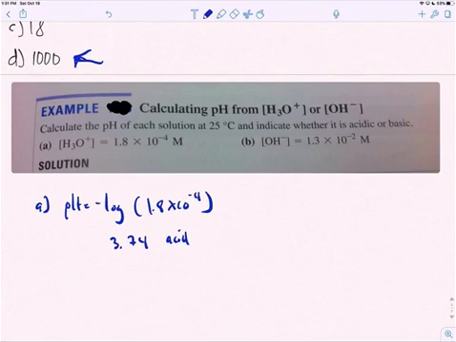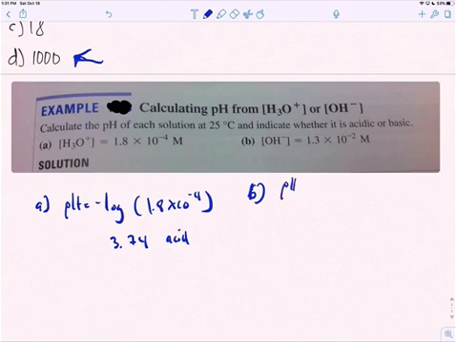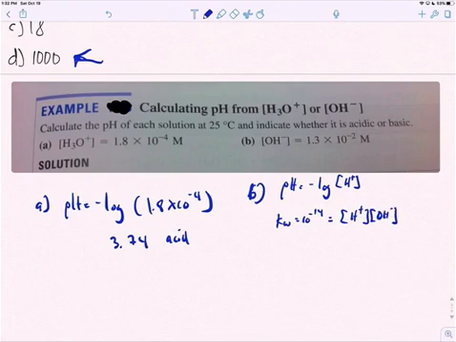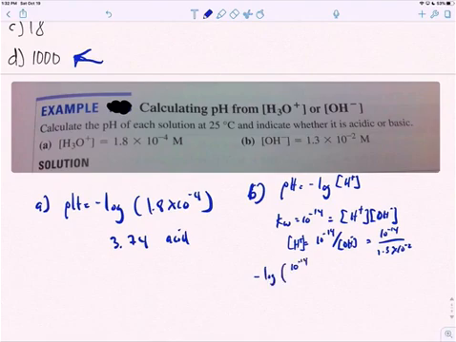And then the next one, for B, there are 2 ways to solve it. I'll show you both. So the pH is minus log of the hydrogen ion concentration, but Kw, which is 10 to the minus 14, is equal to the hydrogen ion times the hydroxide ion. If you're given the hydroxide ion, that means the hydrogen ion concentration is equal to 10 to the minus 14 divided by the hydroxide ion concentration, which is 10 to the minus 14 over 1.3 times 10 to the minus 2. And then we have minus log of 10 to the minus 14 over 1.3 times 10 to the minus 2. Putting that in your calculator, you get 12.11, or a base.